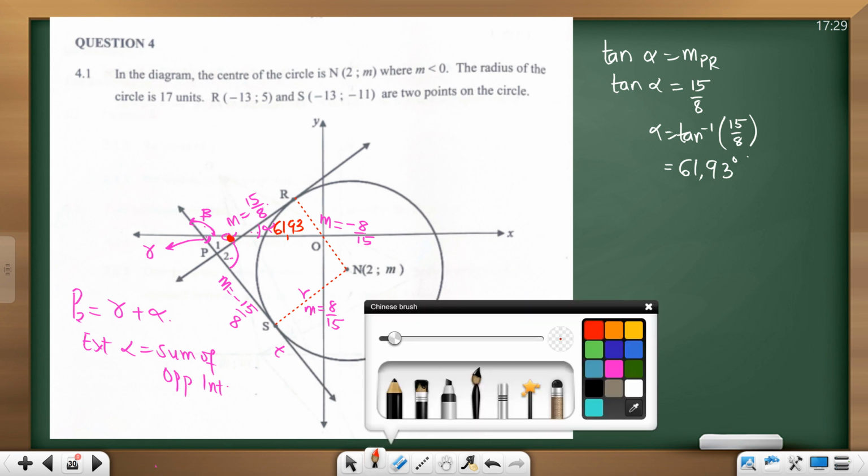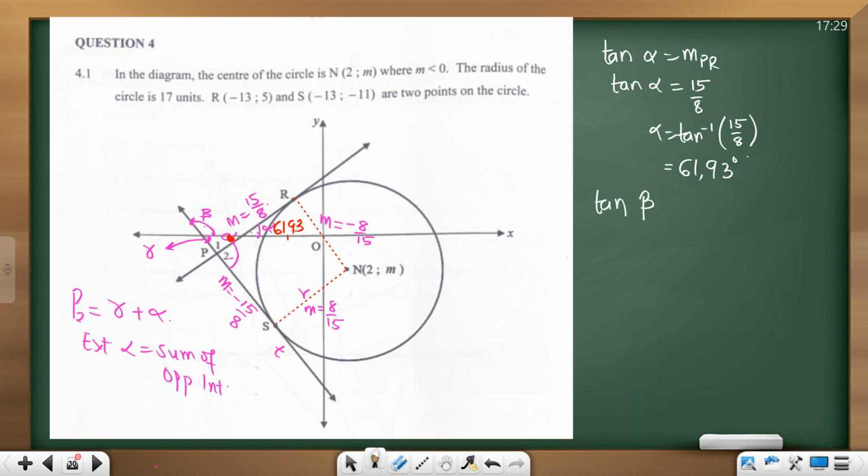Now let's use the gradient of PS. Tan beta equals M_PS. What is my gradient there? Negative 15 over 8. So what is your beta? Negative. How can your angle be negative? Once you have a negative gradient, whatever you get, you need to add 180 on your calculator, because that angle cannot be negative. What's your answer here? Actually, it's the same as this angle, right? So you're going to get negative 61,93 plus 180. That gives you what? 118, comma?